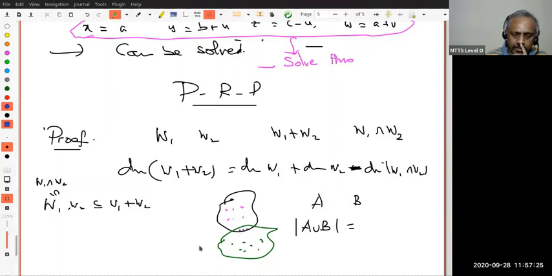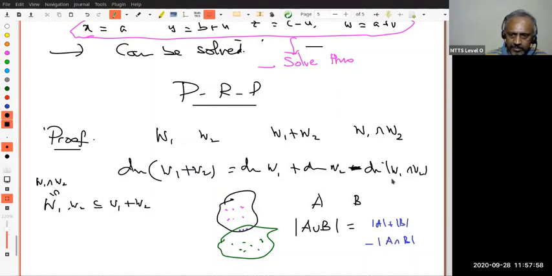Then what do I do? When I count the number of elements in A, I will count these pink elements as well as the blue elements, and when I count the number of elements in B, I will count the green elements and the blue elements. Therefore, I count the blue ones twice. You understand? If I write mod A plus mod B, then these blue elements are counted twice. Therefore, what should I do? I should remove this. But what is that? That is A intersection B. So it is minus mod A intersection B. Is that clear? You see that?